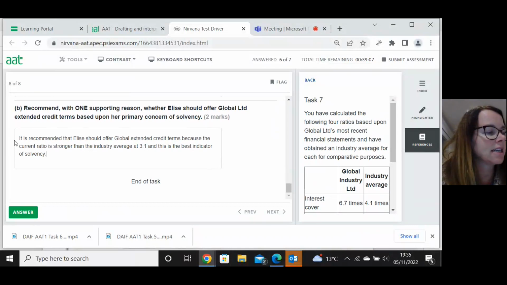Again, if I look at their suggested answer, they've given 1 mark for saying extended credit terms should be offered and 1 mark for saying they are more solvent because the current ratio is better. There we go, full marks.